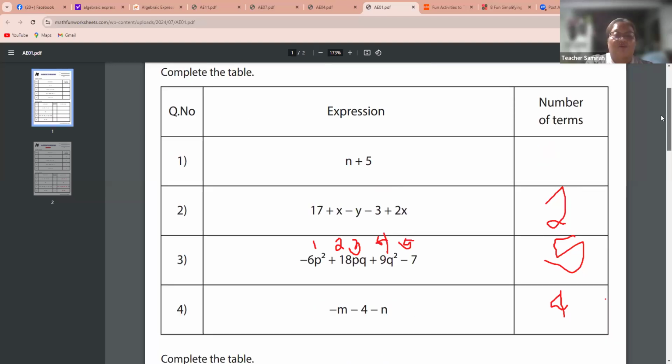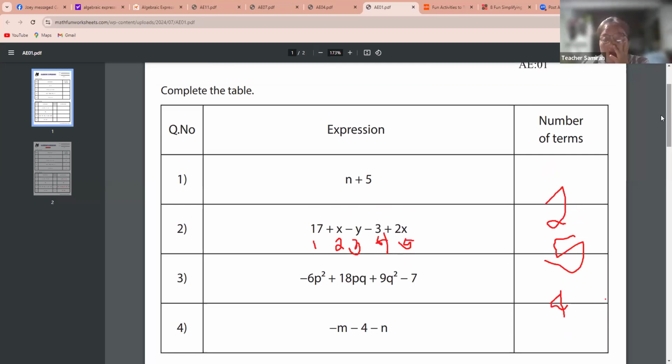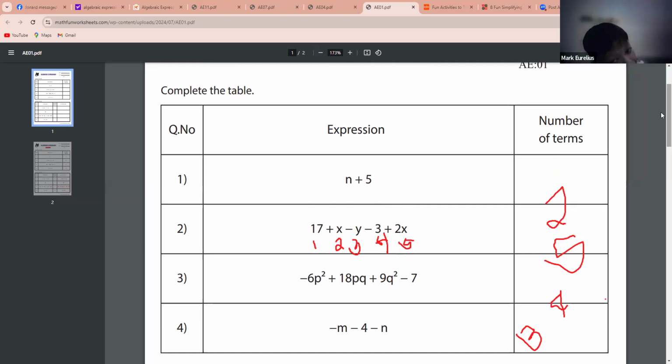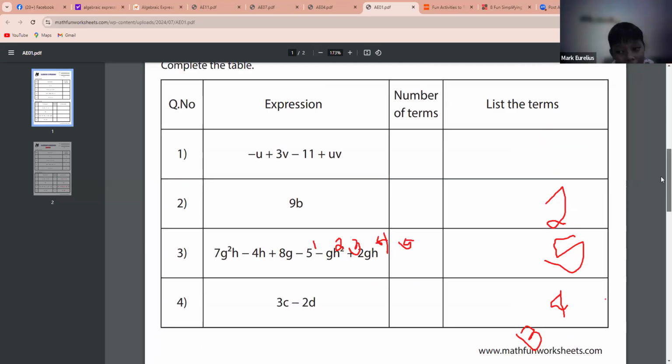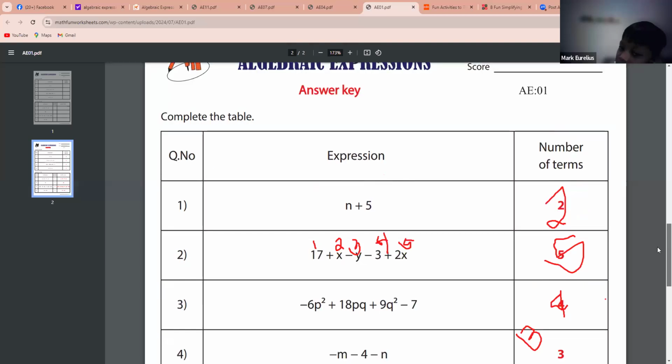Then how about question number 4? How many terms is that? 3. Okay, let me write 3 first, and then we will check our answer to see if we got the correct answer. Please be correct. That's the only thing I can do.